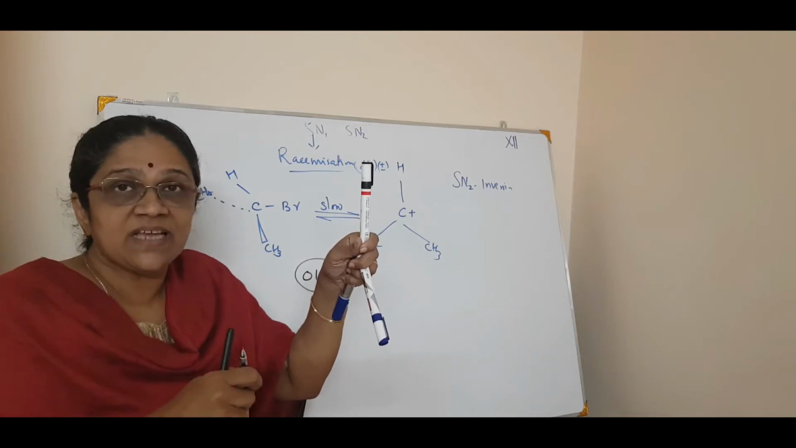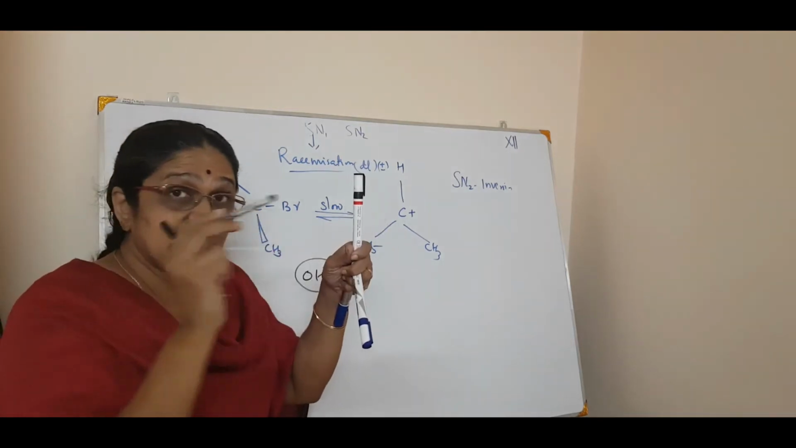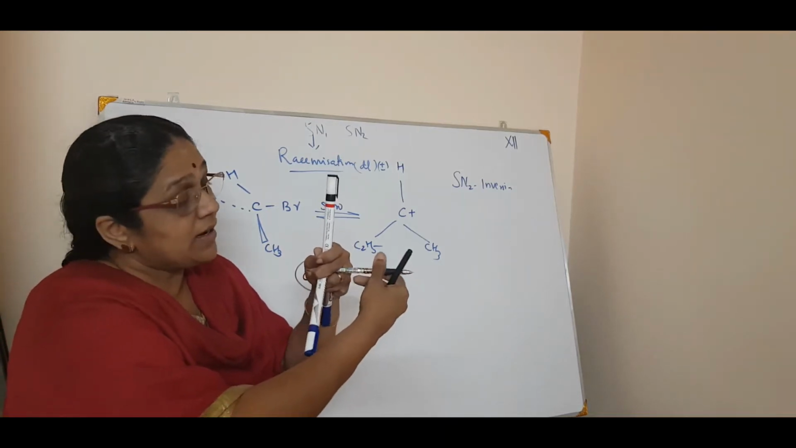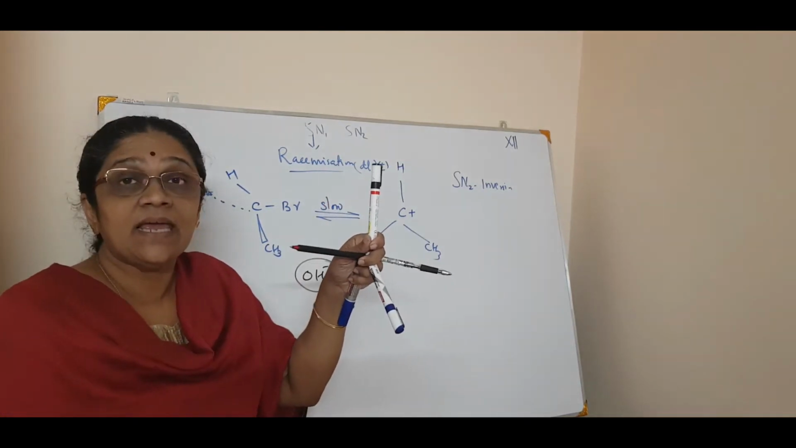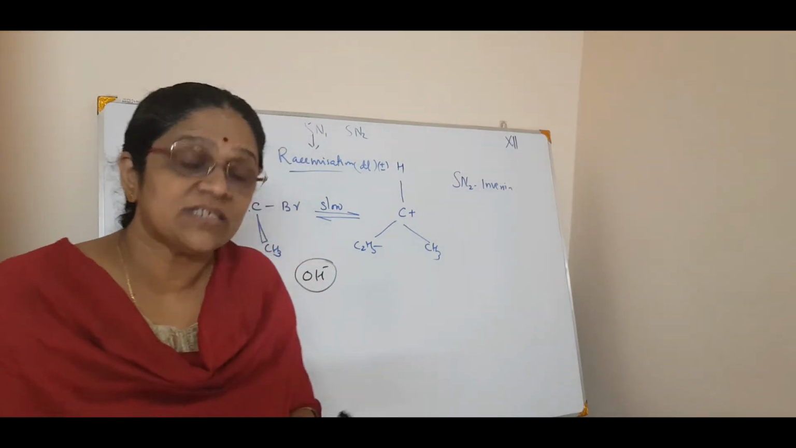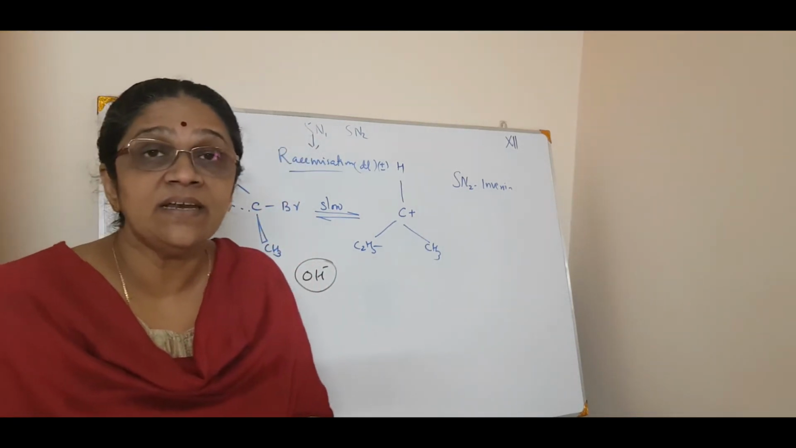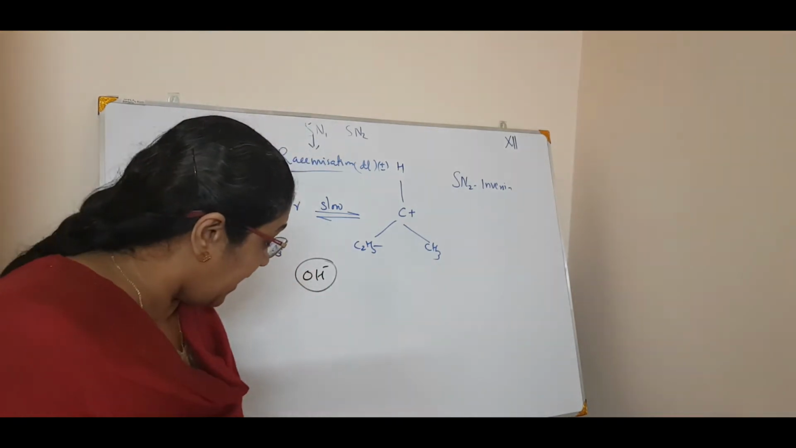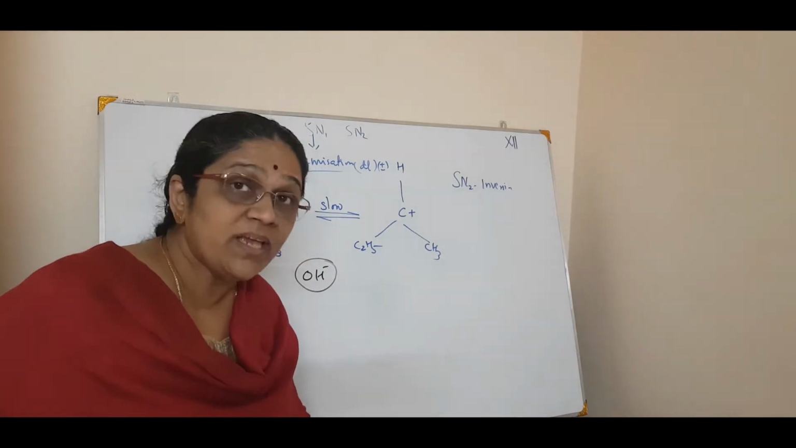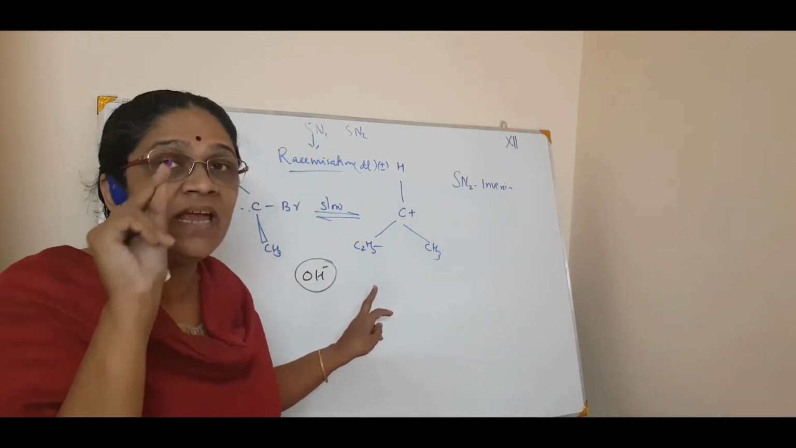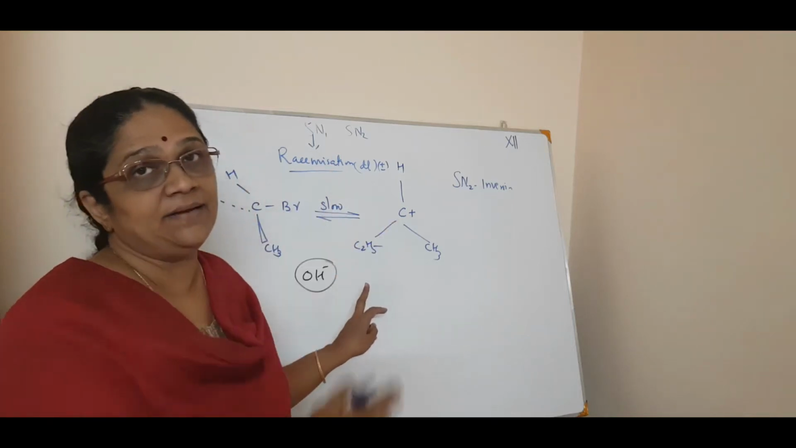And the experiment shows that there is an equal possibility of getting a dextro as well as a levo product, which results in what? If it is an equimolar mixture, it will result in racemization, isn't it? So that is why you say the SN1 mechanism always follows racemization for an optically active alkyl halide.